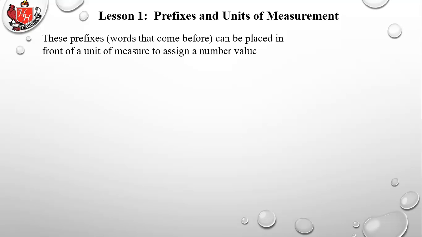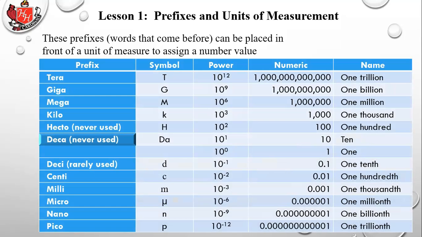Okay, so these prefixes, words that come before, can be placed in front of a unit of measure, what we just saw in the last slide, to assign number values. You've heard of some of these before, some of you haven't. The ones on the top are really big numbers. Tera is a trillion, giga is a billion, mega is a million, kilo is 1,000, hecto is 100. It's never used. You never hear that. And when I say never used, it's never used in chemistry. Deca is pretty much never used either.